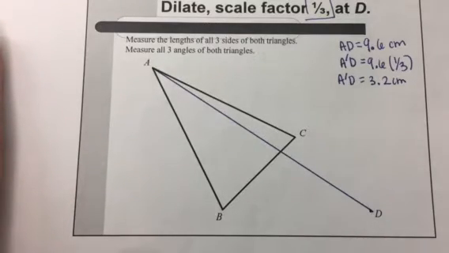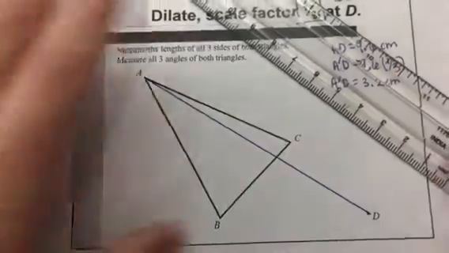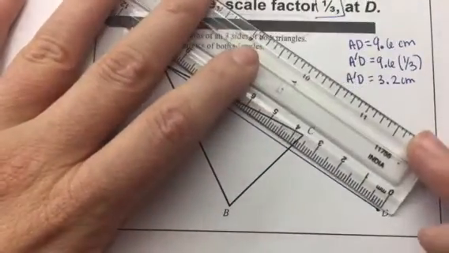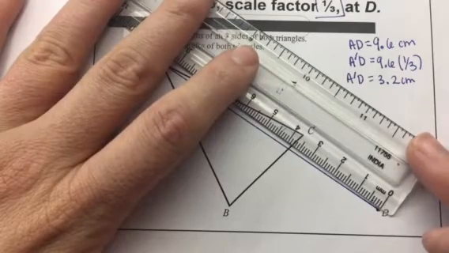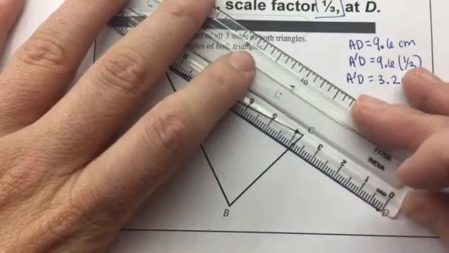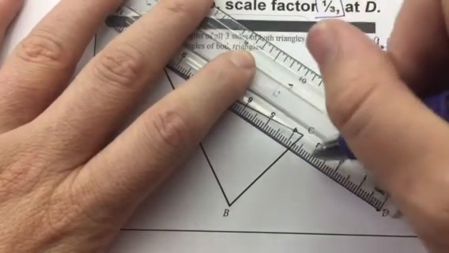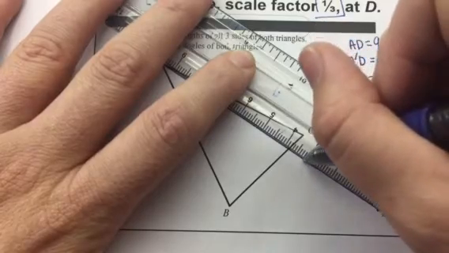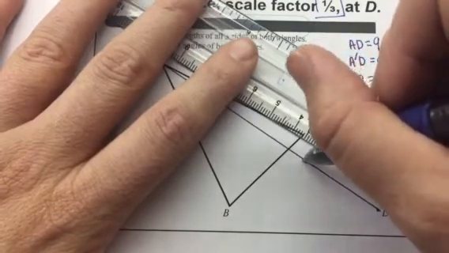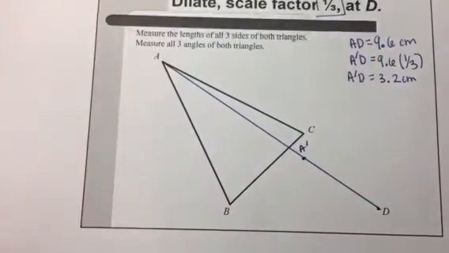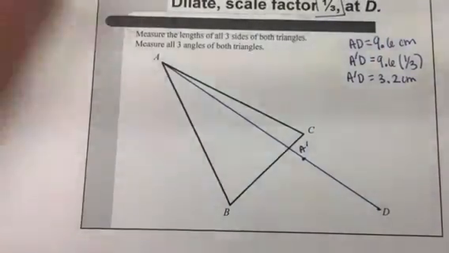So again, I'm going to take my ruler, and this time I'm going to zero it out at D. So I'm going to put the 0 at D. And I'm going to measure over, I want to be as precise as possible, 3.2. That's where A prime will be. All right, we're going to repeat this process with points B and C.